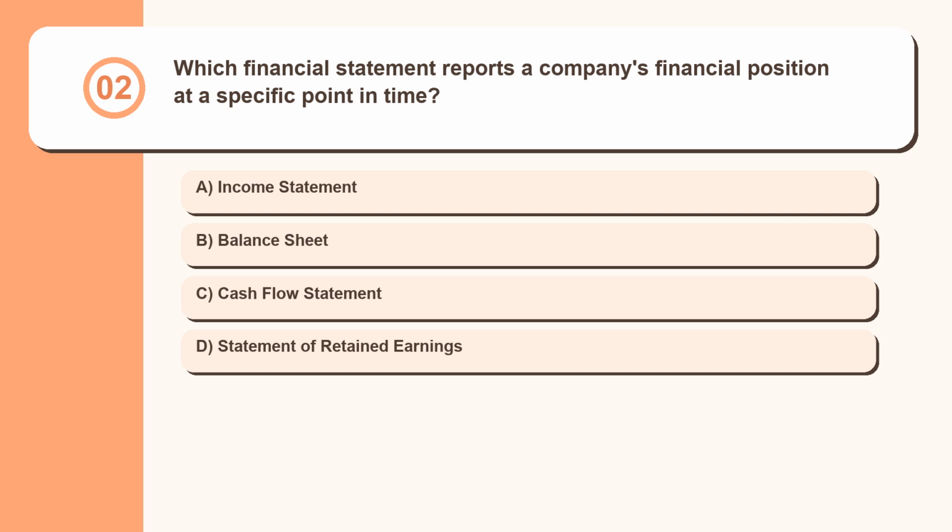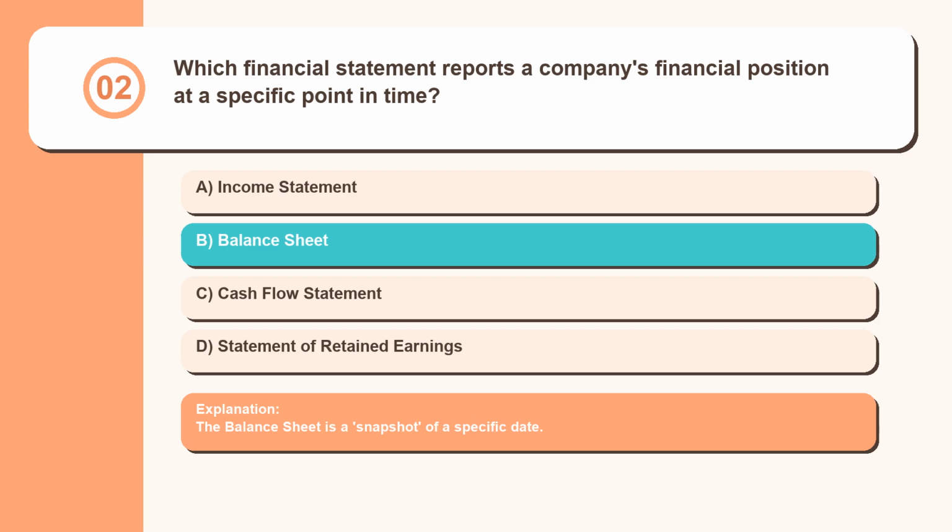Question 2. Which financial statement reports a company's financial position at a specific point in time? Income statement, balance sheet, cash flow statement, statement of retained earnings. The balance sheet is a snapshot of a specific date.